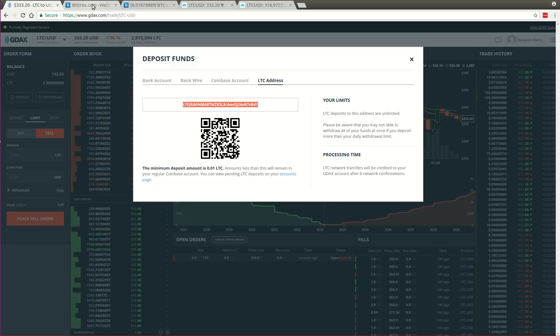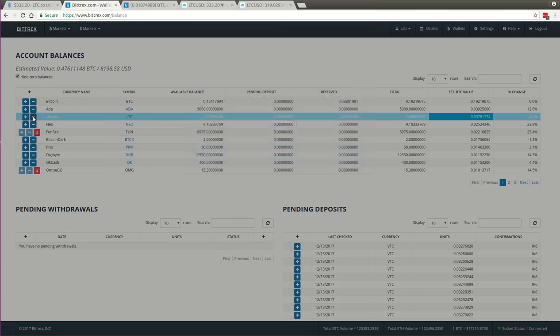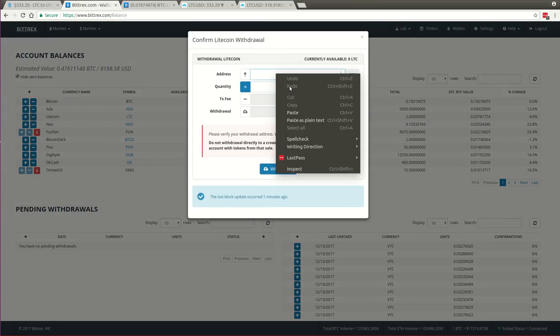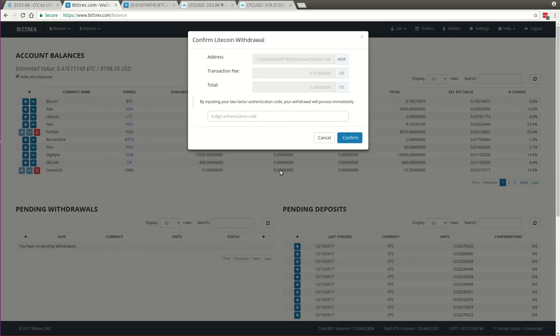We'll go over to our Bittrex wallet, go down to Litecoin here, and we want to withdraw. So we click the minus, paste in our address. This is our Litecoin address on GDAX. We want to send over 6.01. And the reason why I say 6.01 is because there's that 0.01 fee for mining. So the withdrawal will actually be transferring 6 Litecoin. So we say withdrawal, and it's going to ask me for a two-factor authentication code. I'm going to pause this here, put that in, and hit submit.